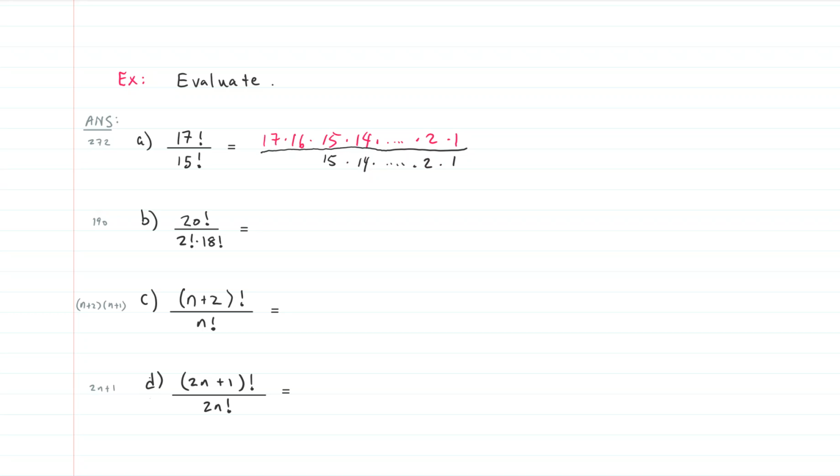We can see that we have some cancellation going on, which is going to be beautiful, right? The 15 times 14 times 13 all the way down to 2 and 1 in the top and the bottom can completely cancel. So we can just get rid of it. And what are we left with? We're just left with a 17 times a 16, which is 272.